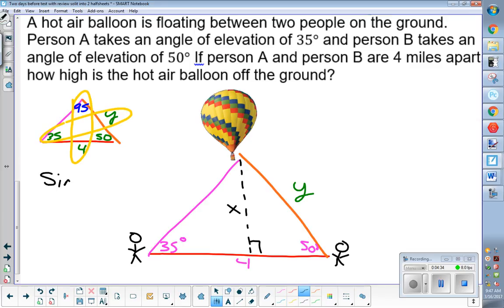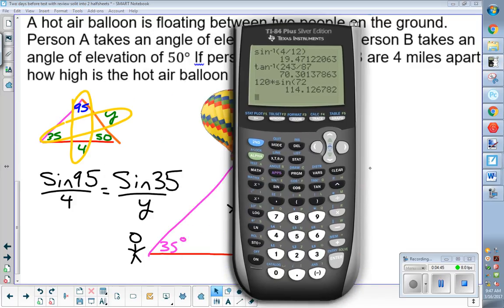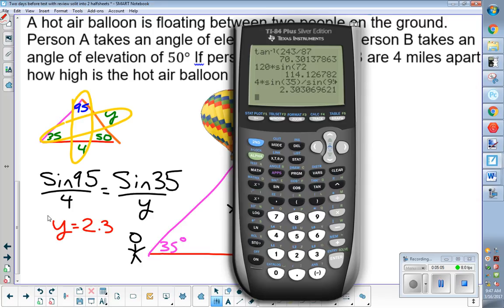So I'm going to do a law of sines problem. Sine of 95 over 4 equals sine of 35 over y. When I'm doing this in my calculator, I'm cross multiplying, so I'm multiplying the 2 that I know, 4 times sine of 35. And I'm going to divide that by the one that matches with y, so divide that by sine of 95. Type it in, hit enter. There is y. Y is 2.30 or just 2.3.